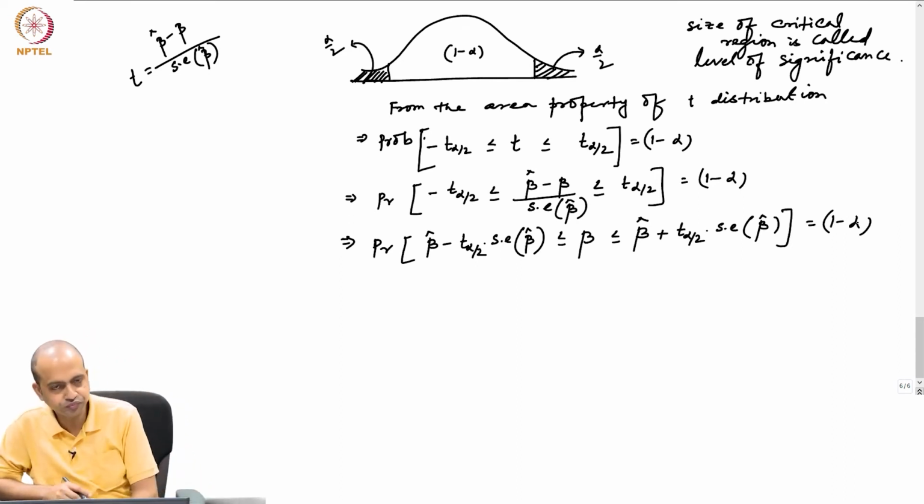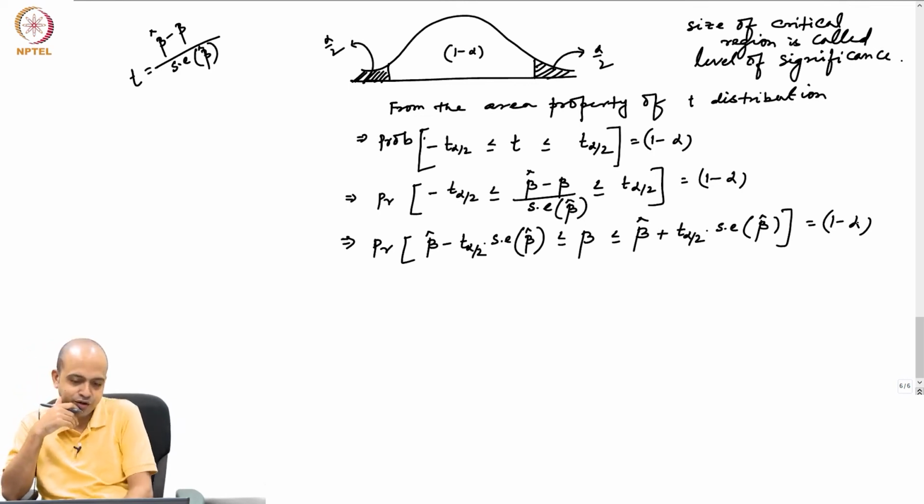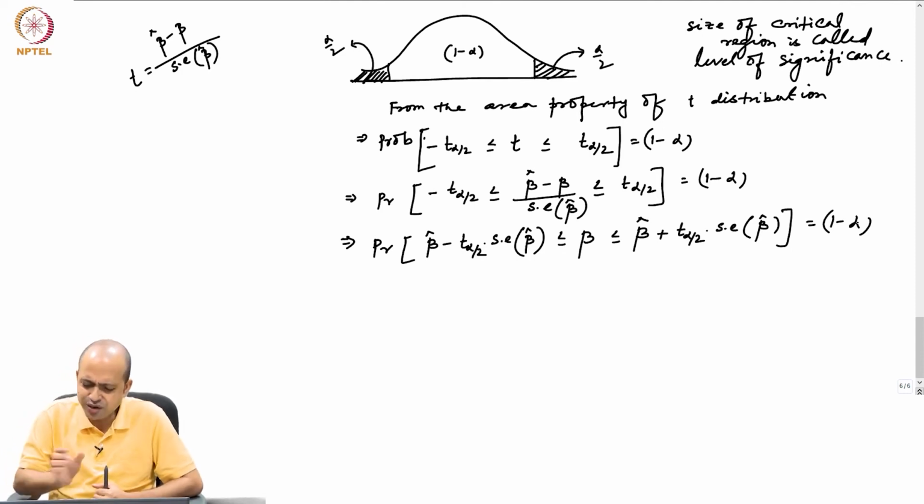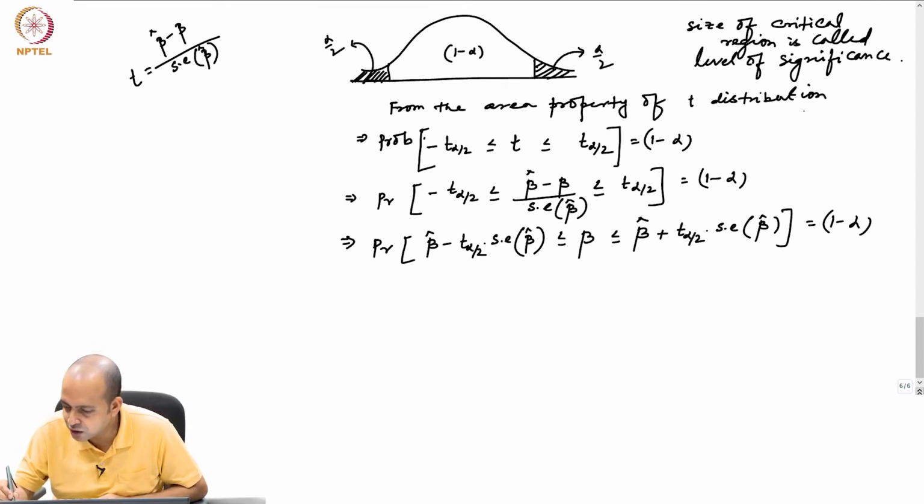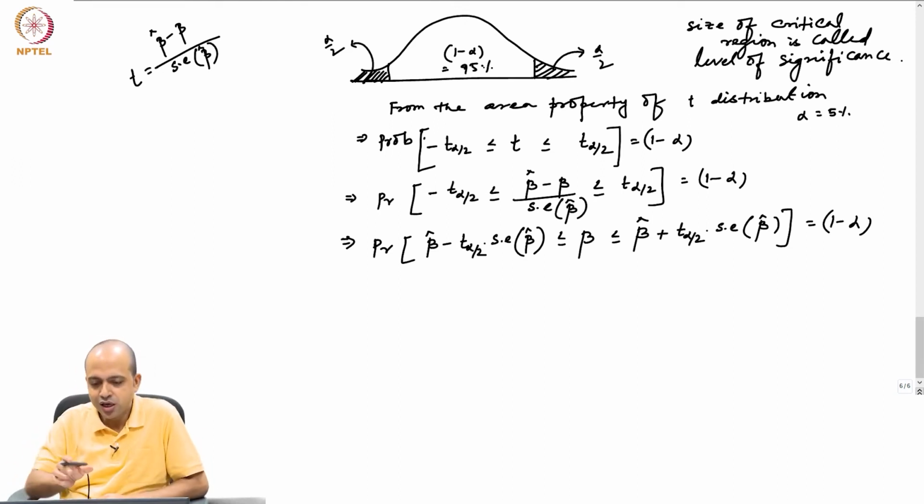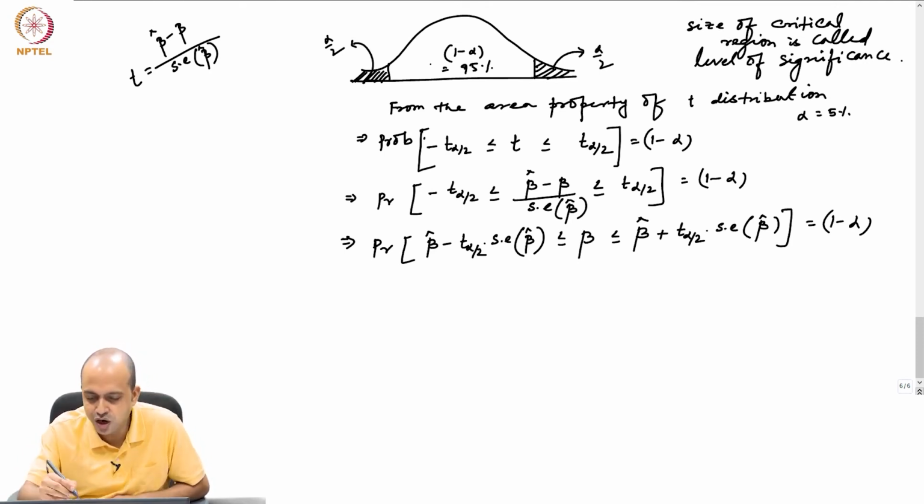Now, we have constructed one probability statement following the area property of the T distribution. Now, the question is, what is the meaning of this probability statement? So, that means when alpha equals 5%, you can say that this area is actually 95%. Okay? Since these two regions are called critical region of rejection, we say that 1 minus alpha is called region of non-rejection.